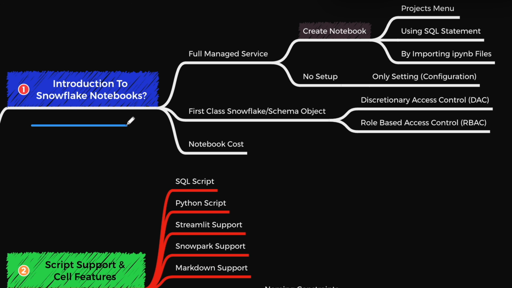We will begin with an introduction to Snowflake Notebooks, where we will learn how to create them using different approaches, including importing ipynb files. We will also explore why Snowflake claims that these are fully managed, natively built objects, and we will cover the necessary configuration settings. Since it is an object within Snowflake, we will briefly cover discretionary access control and role-based access control features. And we will discuss the cost associated with the notebook while using them during development activities.